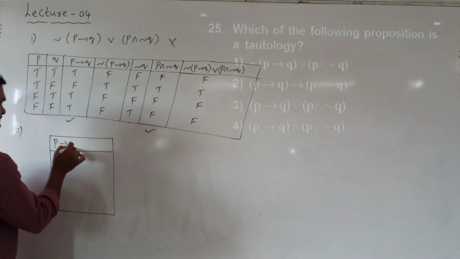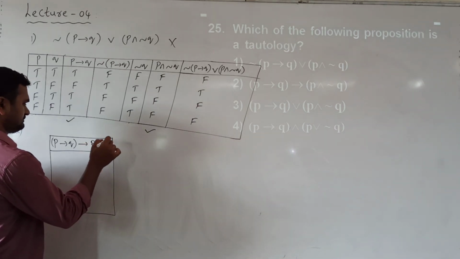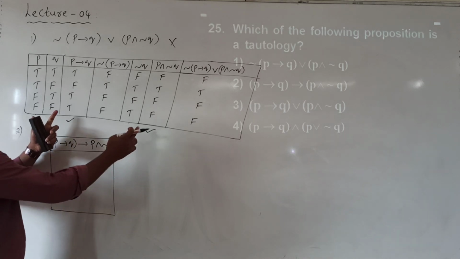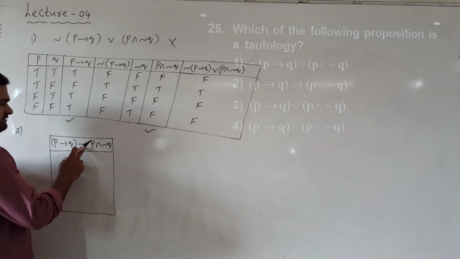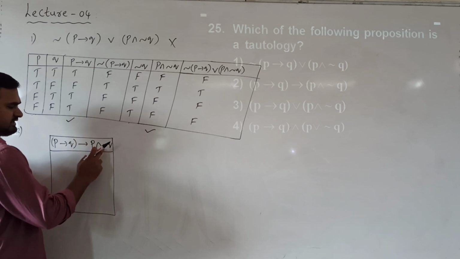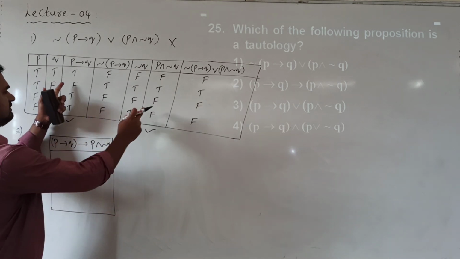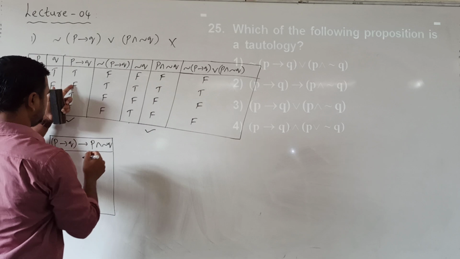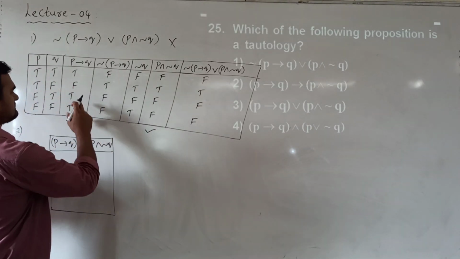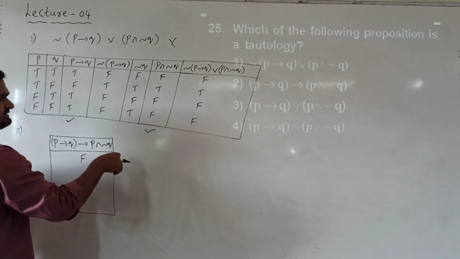P implies Q implies P and negation Q. So for these two columns, we have to take the implication. Now implication, we know, first statement true, second statement false, then implication is false. See, for these two, first statement true, second statement false, then implication is false.